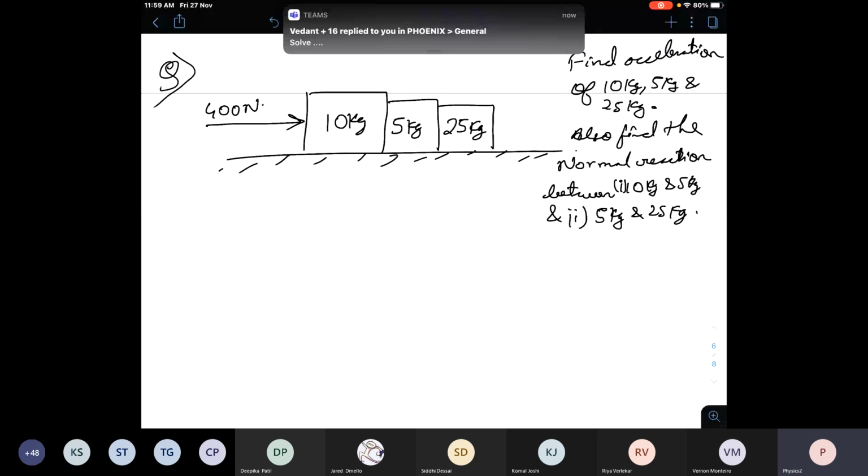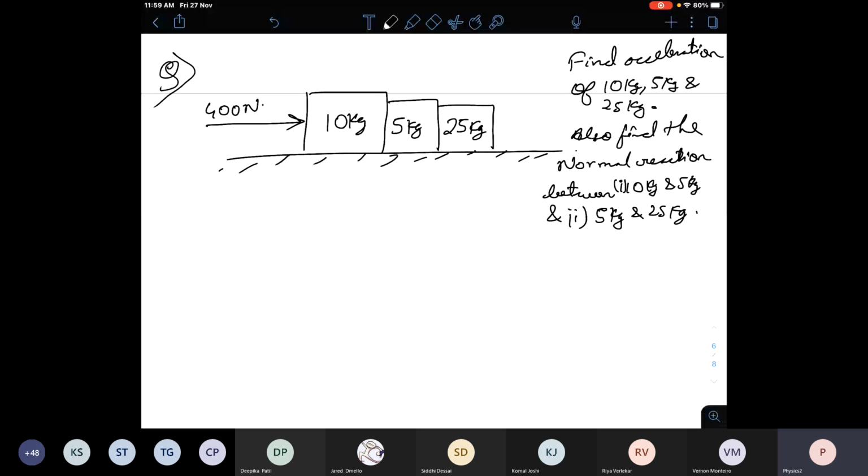Okay, you are not able to find your mistakes. Okay, let's see. First of all, let's talk about the motion of the three blocks.